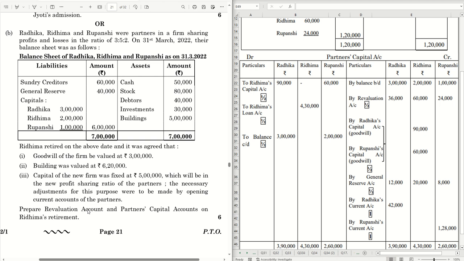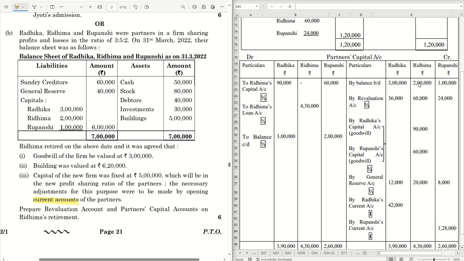There is no other adjustment made. So any difference that comes for Radhika and Rupanshi will be transferred to the current account as mentioned in the question here. It's important to read the question. In some cases, they might say that this is adjusted via cash or bank. Accordingly, you have to make the necessary entry. So in this case, you can see here by Radhika's current account 42,000, the shortfall which Radhika has to adjust via current account, and by Rupanshi's current account 1,28,000, that is the shortfall which is adjusted via her current account.